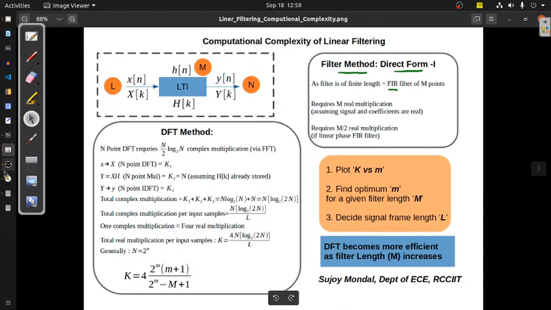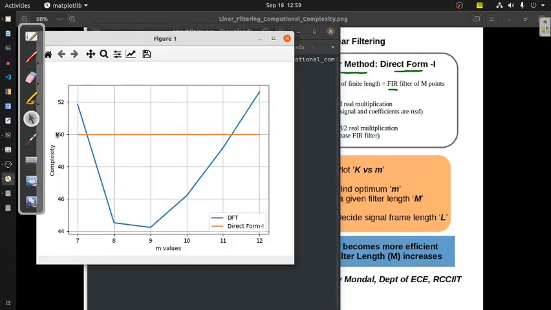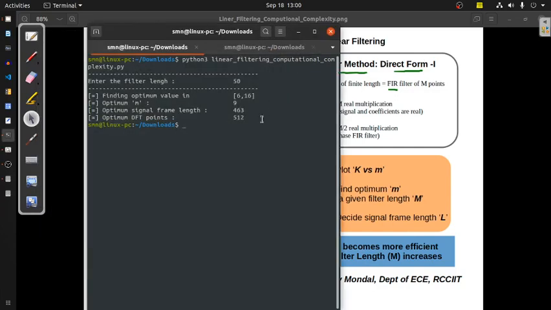Fine. Now if we see the curve, it's basically the complexity, the value of K with respect to different integer values of M, and we can see this line is denoting the complexity from FIR direct form 1, and this blue curve is showing the complexity via DFT, and it achieves the optimum value at M equals 9. M equals 9 means 2 to the power 9 equals 512. Okay, so this is the experiment. So you can try different values.